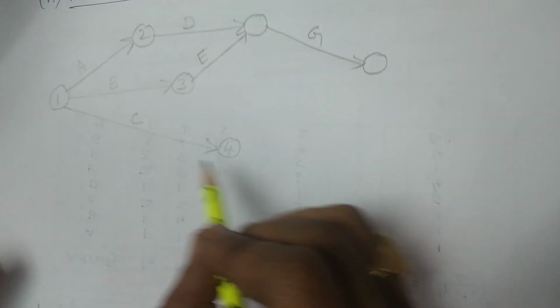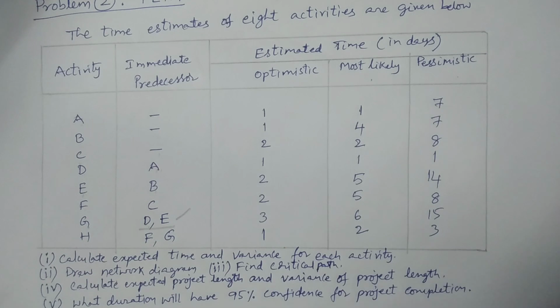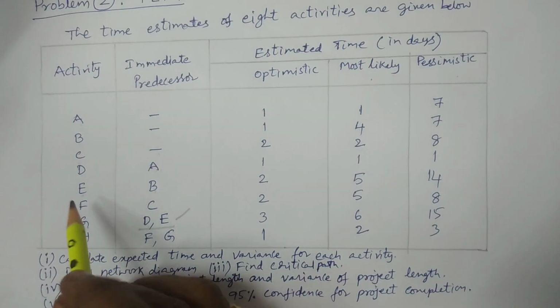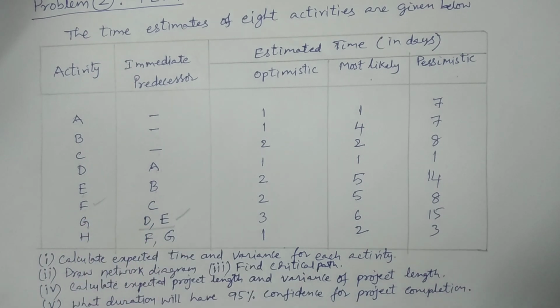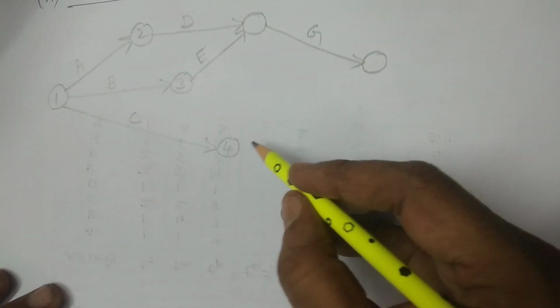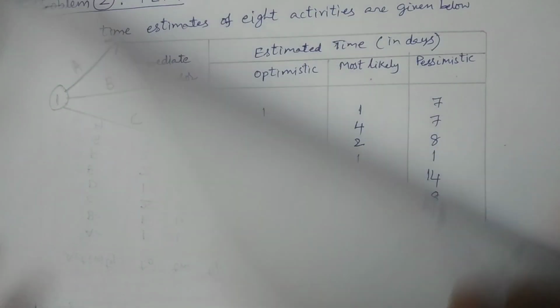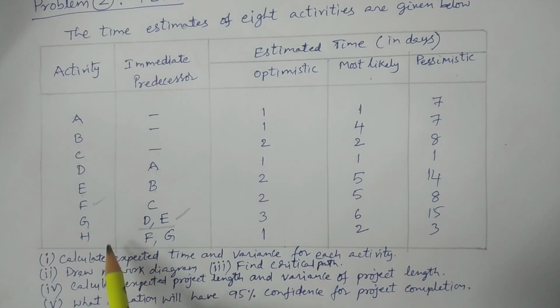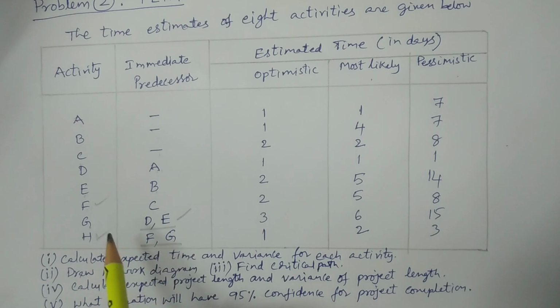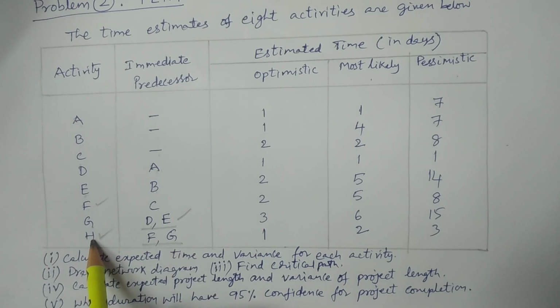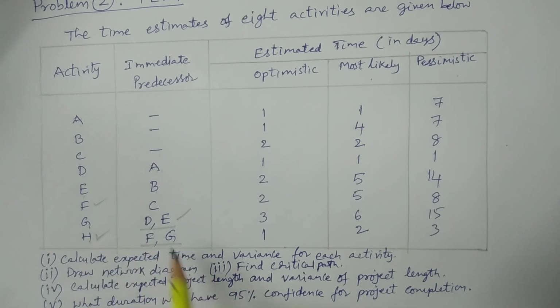And after C, the activity F is going to be started. This is F. The predecessor activity for F is C. That is, after C, F should be started. And one more relation for G and F, the last one. After F and G, H should be started. Of course, H is an end activity, the last activity. Before H, F and G should be finished.